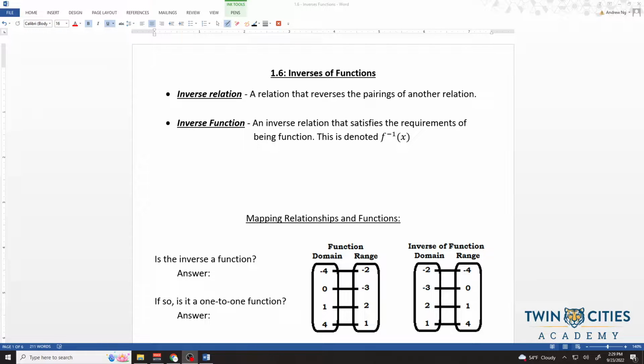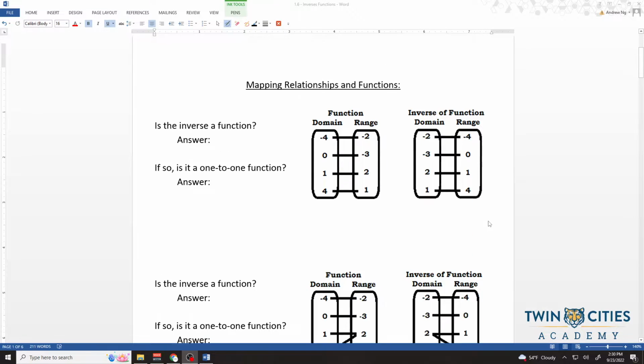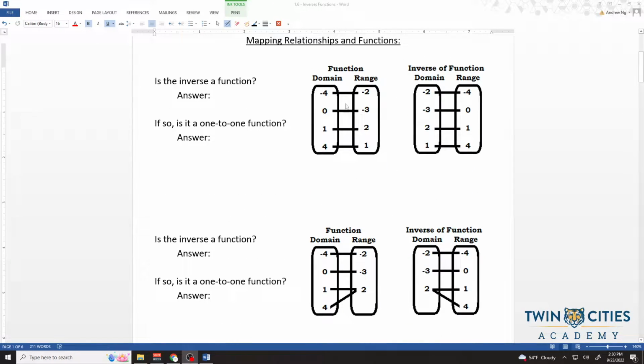So let's actually dive into this a little bit more. Let's talk about mapping first. Here I've got a function. I've got -4 in the domain going to -2, 0 going to -3, 1 going to 2, and 4 going to 1. Note here that the numbers in this domain are separate from the numbers here in the range. Remember that domain is our x's, left to right, range is our y's, up and down. So this 1 is not the same as this 1 in the range.